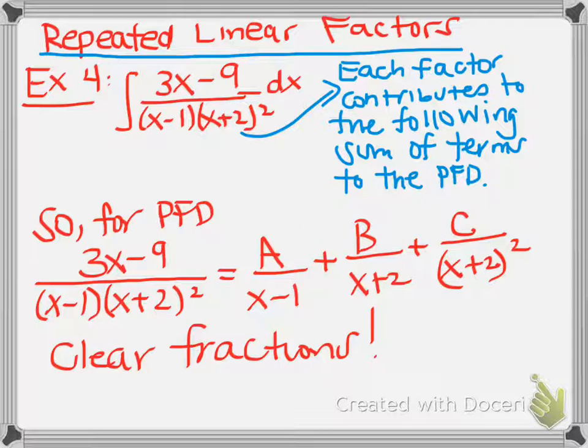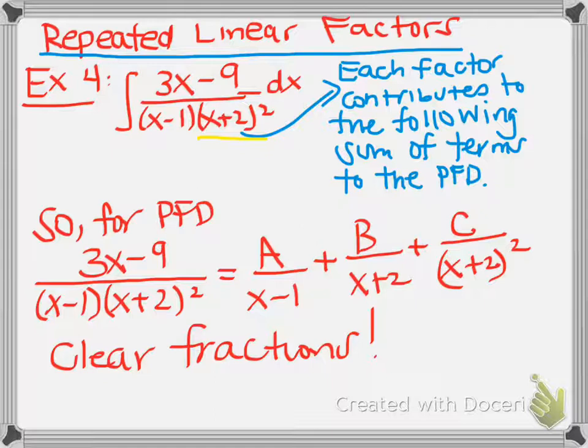I'm reiterating that. Okay, so what if we have linear factors, but one of those factors repeats, right? We didn't talk about that because that first process is if they're distinct linear factors. So now we're saying that we have something repeating. And so what you have to keep in mind is that each factor contributes the following sum of terms to the PFD, okay? And so the setup for repeated factors is this.